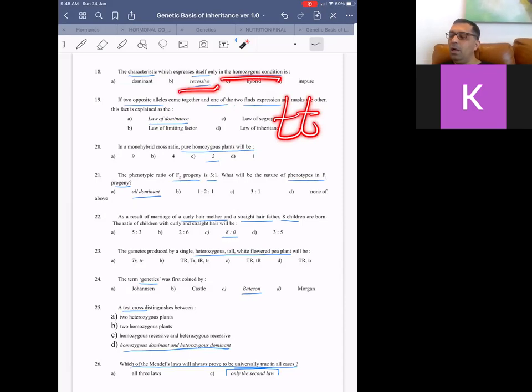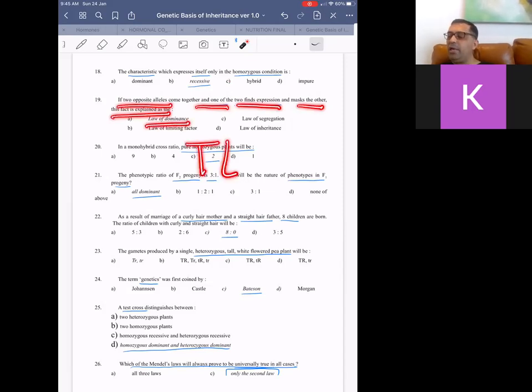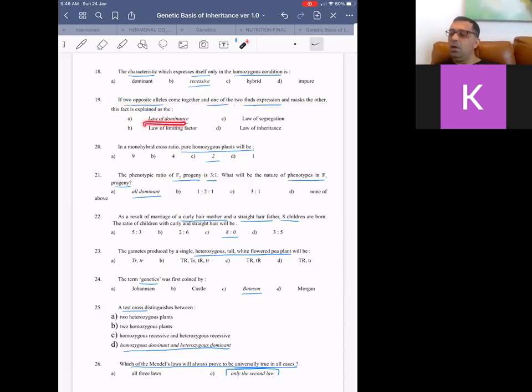If two opposite alleles come together and one of them finds expression and masks the other, that is called the law of dominance. If two opposite alleles, capital T and small t, come together, one of them expresses to become tall, and the other one becomes suppressed. The expression of small t does not happen, it becomes suppressed. Then capital T becomes dominant over small t. That is called the law of dominance.